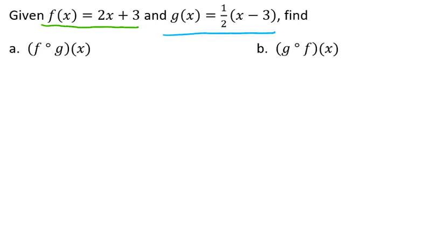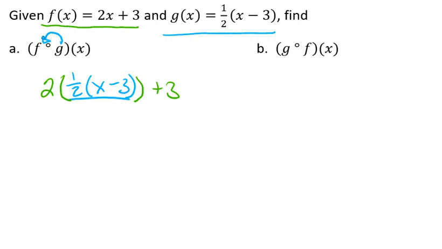So remember, when it says f composed with g, that means as we're writing our f, we're going to replace our x with our g of x, with that function, that formula. So here we're going to have 1/2 times x minus 3, and we put that in our x's spot, because we're composing g inside of f. So this means g goes inside of f.